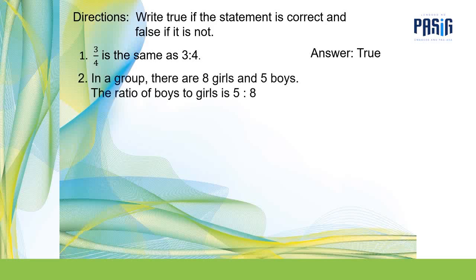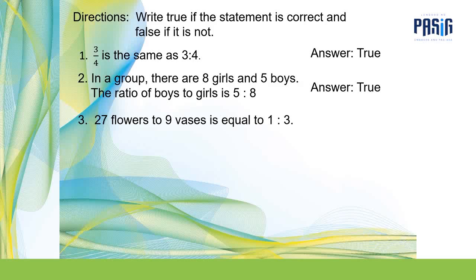Number 2. In a group, there are 8 girls and 5 boys. The ratio of boys to girls is 5:8. Write your answer now. Time is up. The correct answer is true. Number 3. 27 flowers to 9 vases is equal to 1:3. Write your answer now. The correct answer is false.